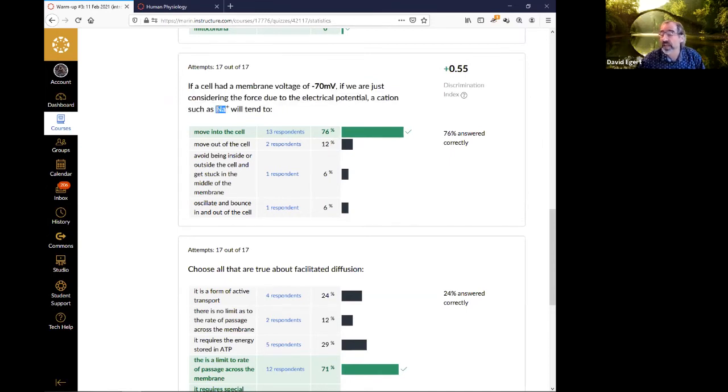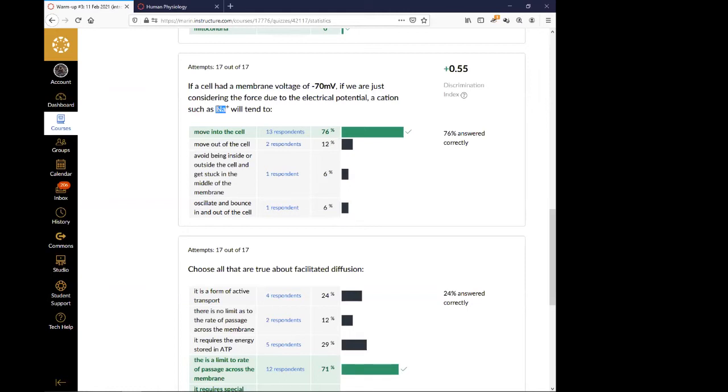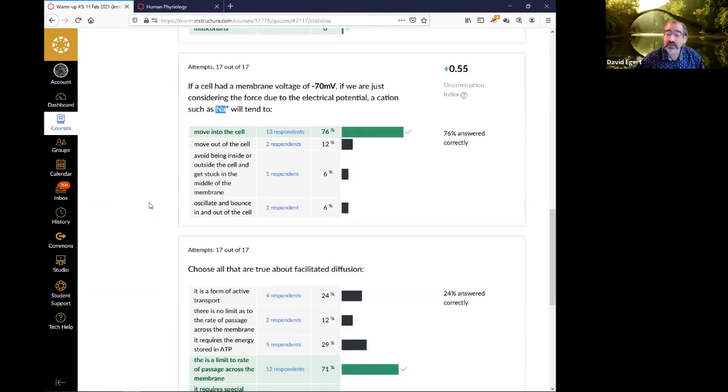So then if I have a cation, like sodium, opposites attract. So which way does it want to go? Inside. It wants to go inside. It wants to go to where it's more negative. So this is something you're going to want to get comfortable with, because it's going to become more and more important over the coming week or two as we start talking about electrical properties of cells and signaling and graded and action potentials and all that.